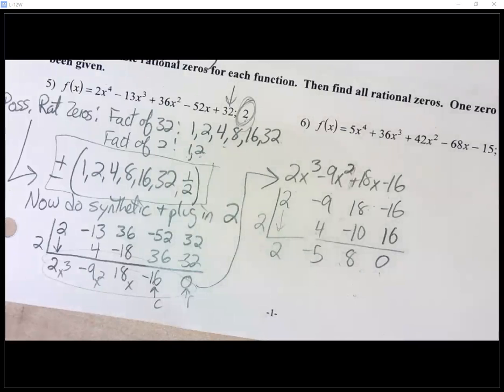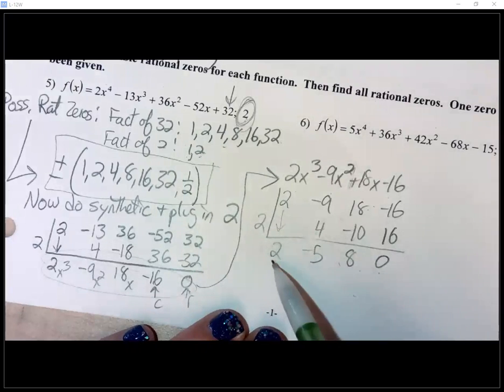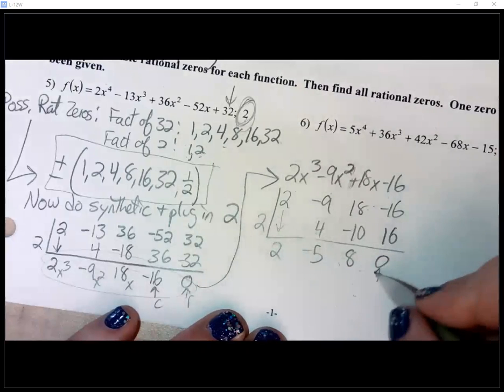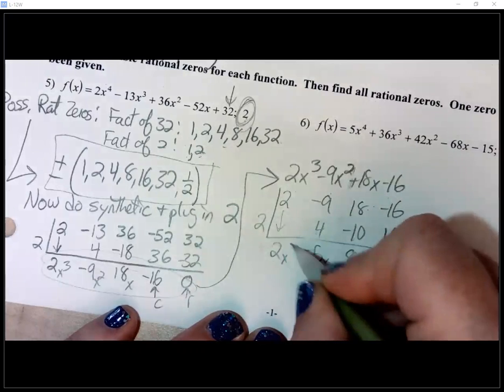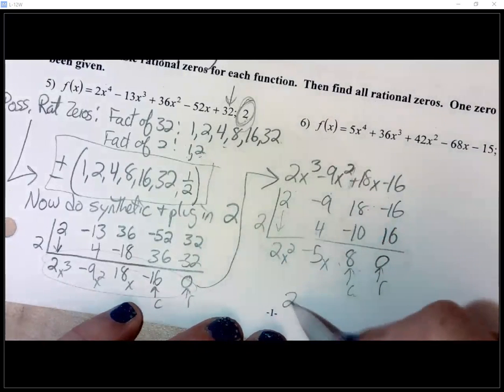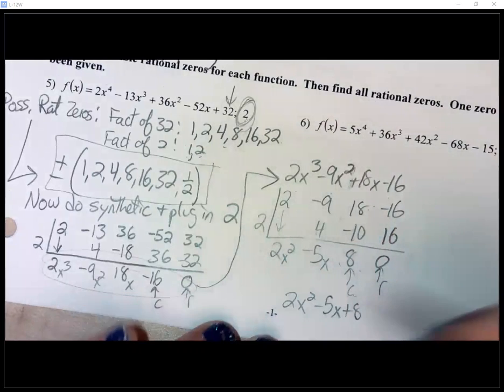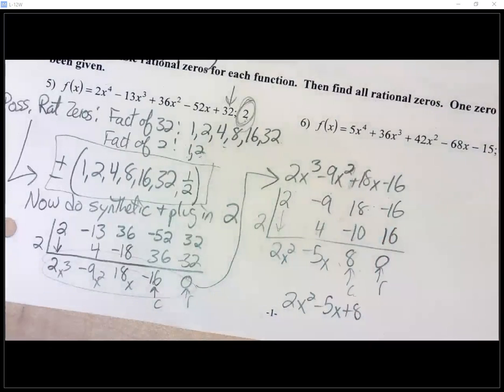But now here's what's so nice. Once you get down to this, because remember, here's my remainder, here's my constant, here's x to the first and x squared. So now what I'm left with is 2x squared minus 5x plus 8. It's just a quadratic now. You can solve this. You don't have to keep doing synthetic division anymore.